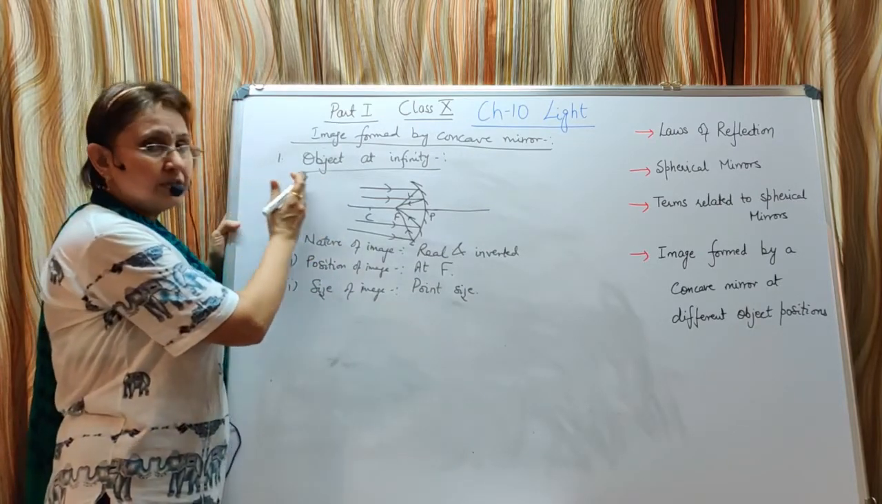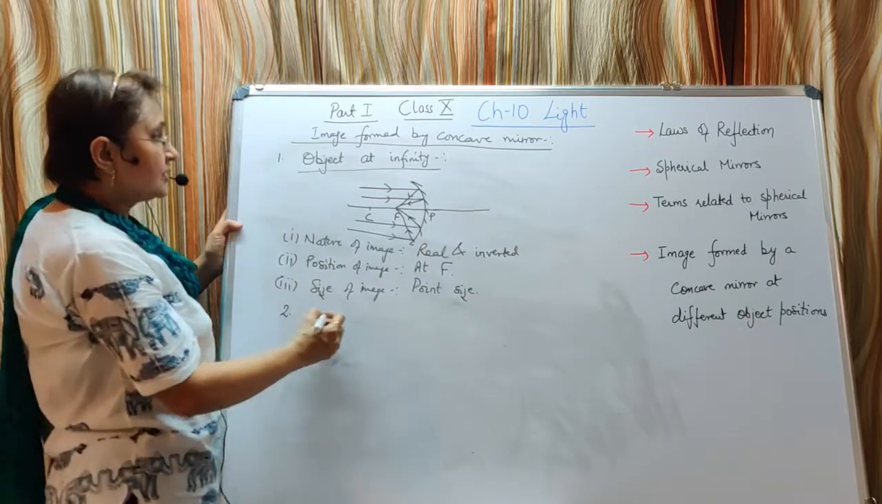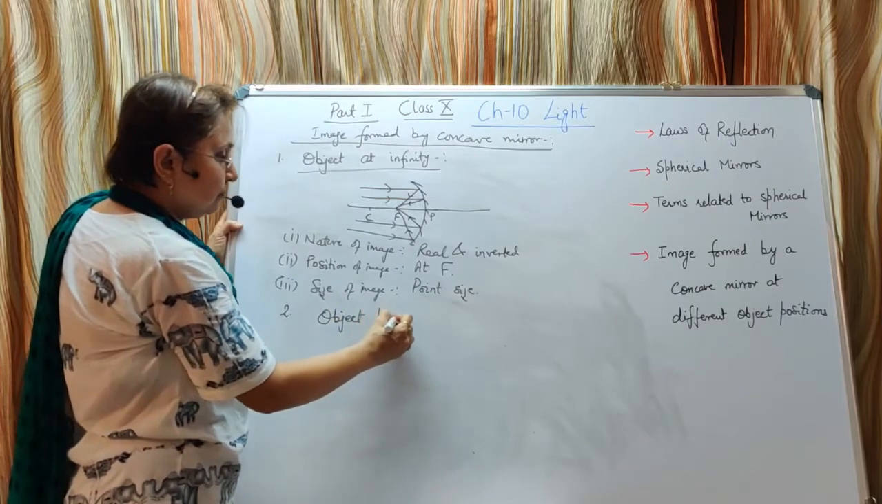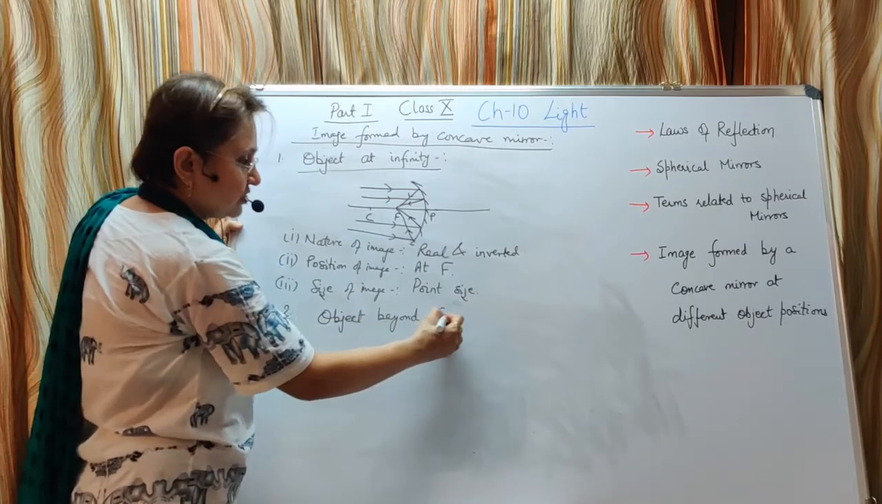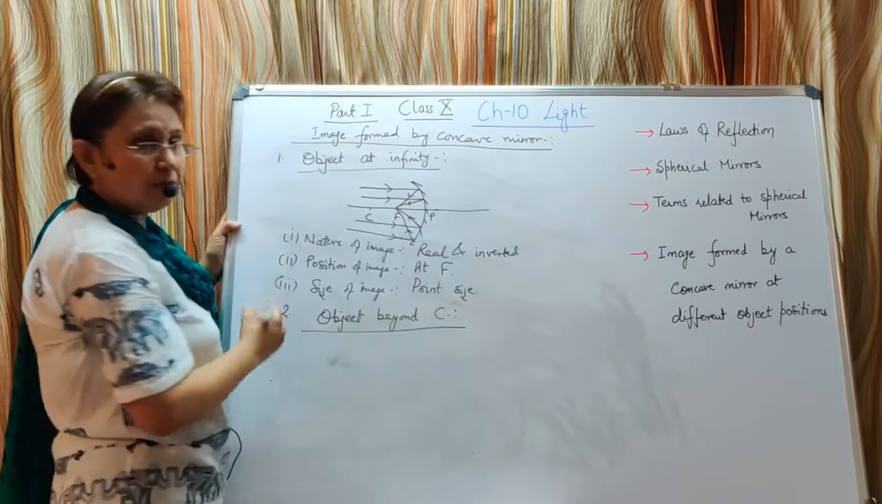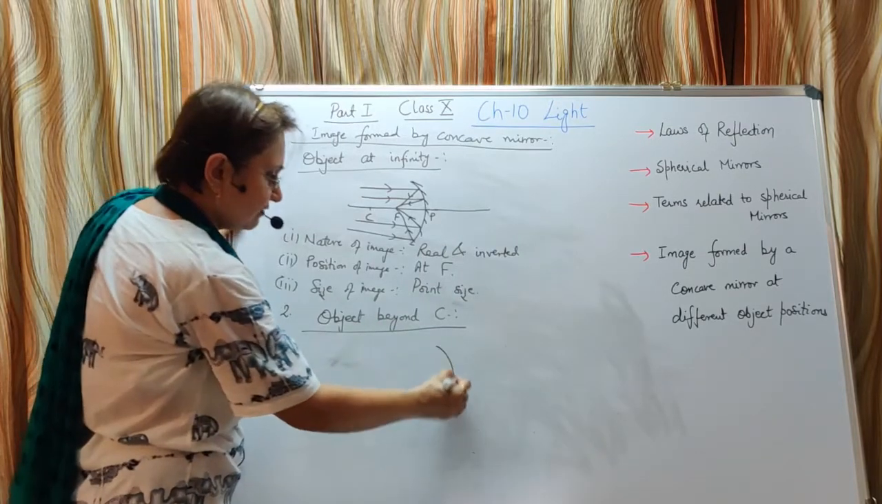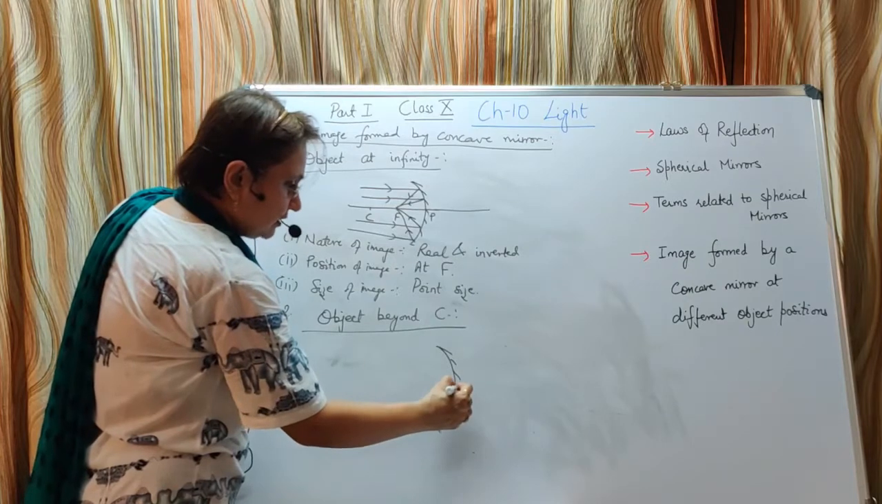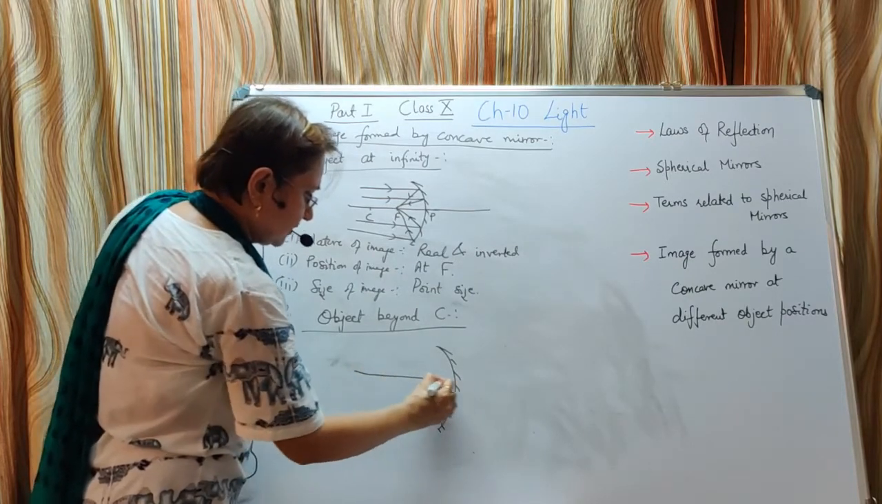Now let us bring the object closer. So the second position of the object will be object beyond center of curvature. Now let's place the object beyond center of curvature. Okay, so this is the concave mirror. Let's draw the principal axis.